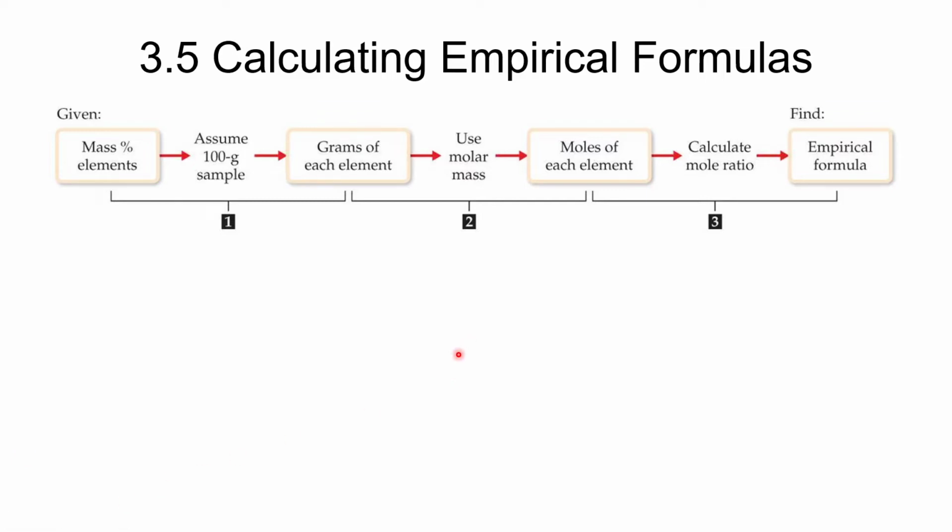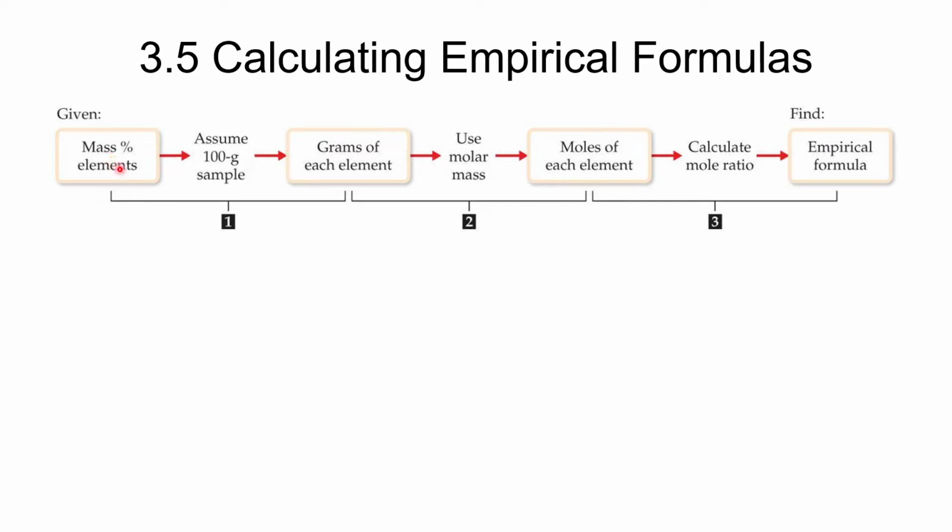This section, 3.5, is all about calculating empirical formulas. And there's a couple of different things that we're going to be doing in this section. But the first one is fairly easy, and that is if we are given the percent composition of each of the elements in a particular compound, then we want to be able to calculate the empirical formula. There are three easy steps when we're doing this kind of calculation.